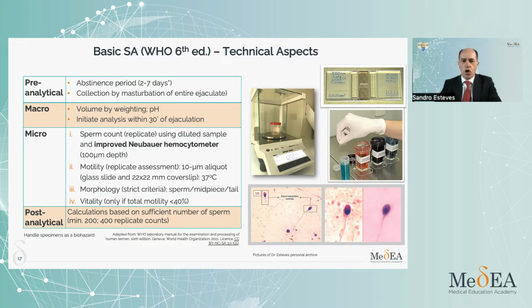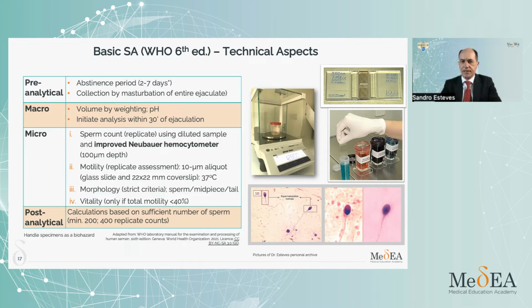Second, the macroscopic examination of seminal fluid, mainly including pH and semen volume. This needs to be carried out by weighing the specimen because the volume assessment by pipetting underestimates the amount of fluid. Third, microscopic examination, which includes assessment of sperm concentration, total sperm count, motility, vitality, and morphology.